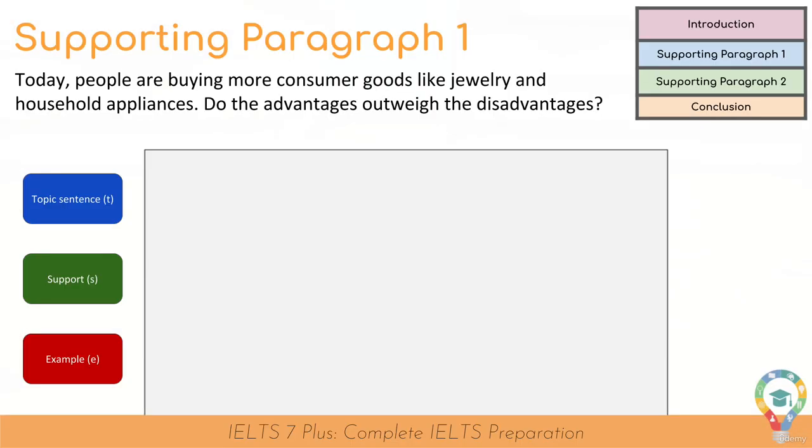Now, before I show you my first supporting paragraph, I thought it would be a good idea to review these 3 sentence types, as we use them all the time in supporting paragraphs. In blue is the topic sentence, which gives the main idea of what you're going to talk about. In green is the support sentence, and this adds detail to your topic sentence. And of course, lastly is our real life example. Let's take a look at my first supporting paragraph.